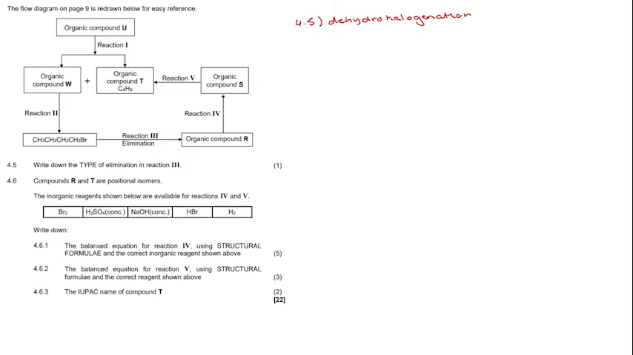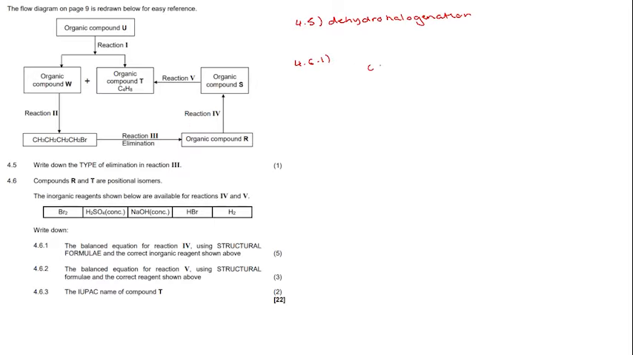Write down, question 4.6.1, the balanced equation for reaction 4 using structural formulae and the correct inorganic reagent shown above. So reaction 4 and 5 together should take us from compound R, which is an alkene, all the way to compound T, which is back to an alkene. Therefore, reaction 4 is hydrohalogenation, which is the opposite of reaction 3.